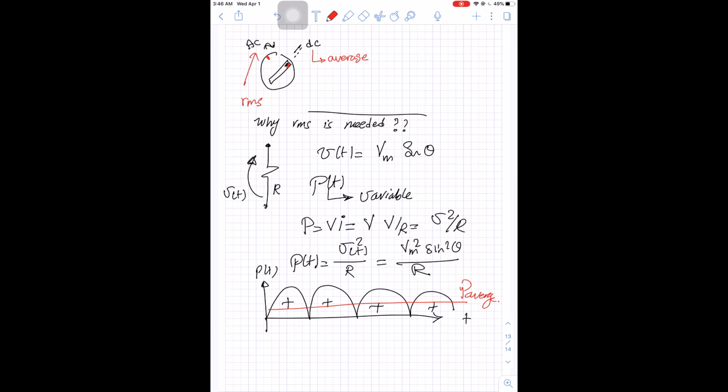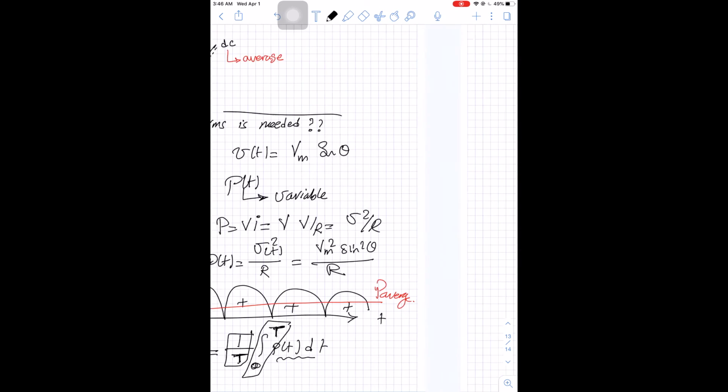So how we will get P average if the power is a function of time? P average will be 1 over T, integration from 0 to T of P of t dt. So the average is 1 over the duration multiplied by the integration, or the area under the curve. To get P average, we integrate P of t from 0 to T, and we divide over the periodic time, or over T.